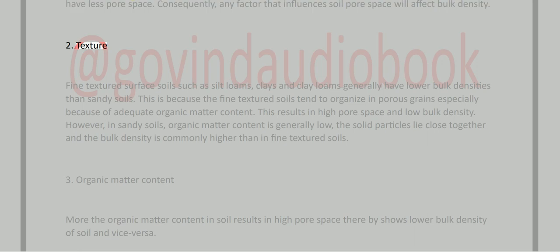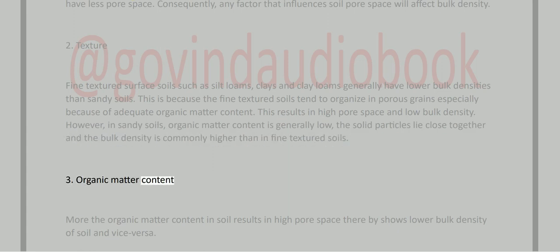2. Texture. Fine textured surface soils such as silt loams, clays and clay loams generally have lower bulk densities than sandy soils. This is because the fine textured soils tend to organize in porous grains, especially because of adequate organic matter content. This results in high pore space and low bulk density. However, in sandy soils, organic matter content is generally low, the solid particles lie close together and the bulk density is commonly higher than in fine textured soils.